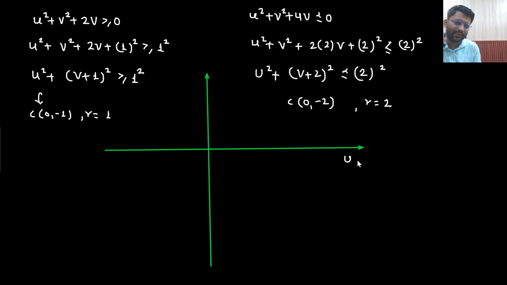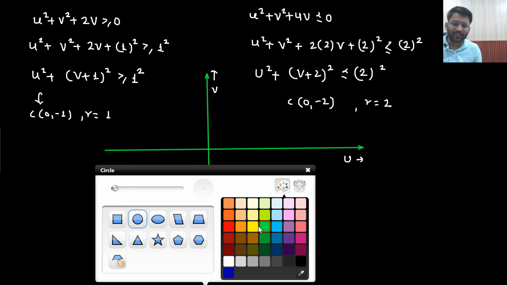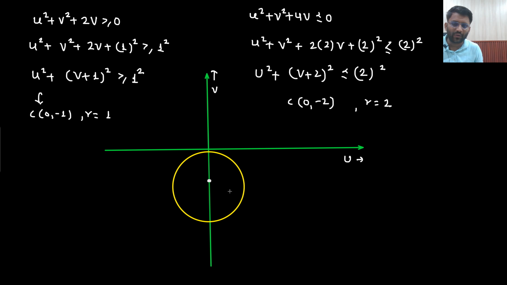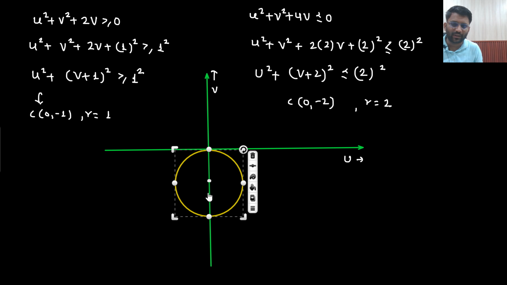This is your u axis, this is your v axis. What you are supposed to draw? You are supposed to draw a circle of center 0, minus 1 with the radius of 1. I hope you are having good enough aptitude. This is how the circle would look like.